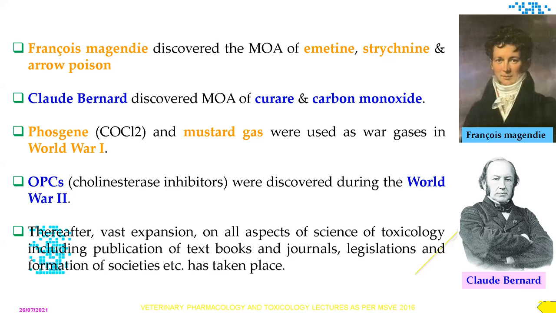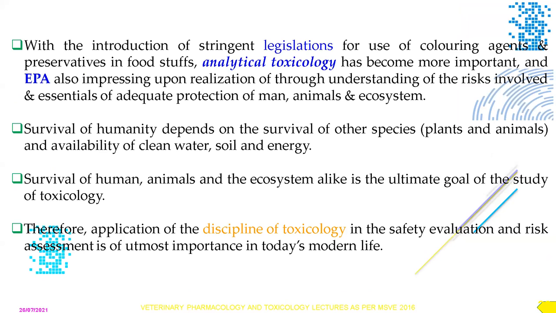After World War II, a lot of knowledge about poisons was gained, especially Claude Bernard, a major person, finding the curares and carbon monoxide. Stringent legislation was enacted, especially in developed countries, on the misuse of poisons, and to stop such things, analytical toxicology, meaning analysis of poisons in body materials, developed. Then the Environmental Protection Agency, EPA, is a strong governing body in the United States, and upon realization that these agents cause a lot of disorders and risks, adequate protection is very much required for man, animals, and the ecosystem.